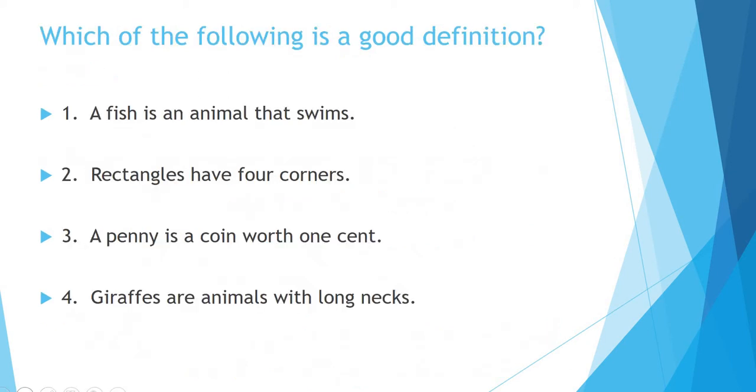Okay, which of the following is a good definition? A fish is an animal that swims. Can I write this both ways? Can I say that an animal that swims is a fish? No, the converse is false. So it's not a good definition. Rectangles have 4 corners. Can I write it as a converse? If a shape has 4 corners, is it necessarily a rectangle? No. Could be any kind of 4-sided shape, right?